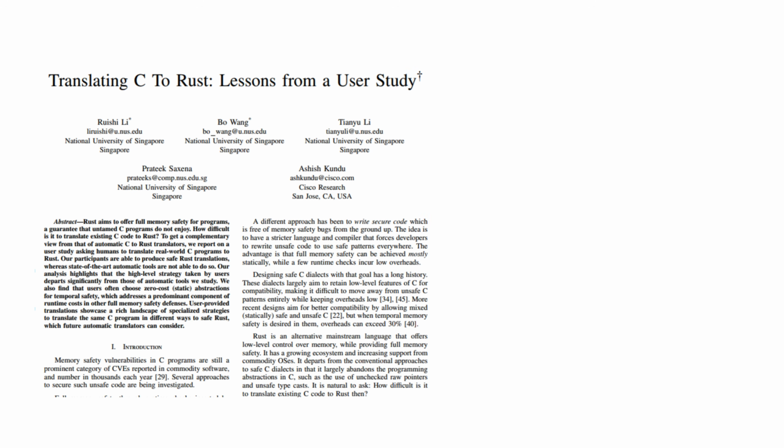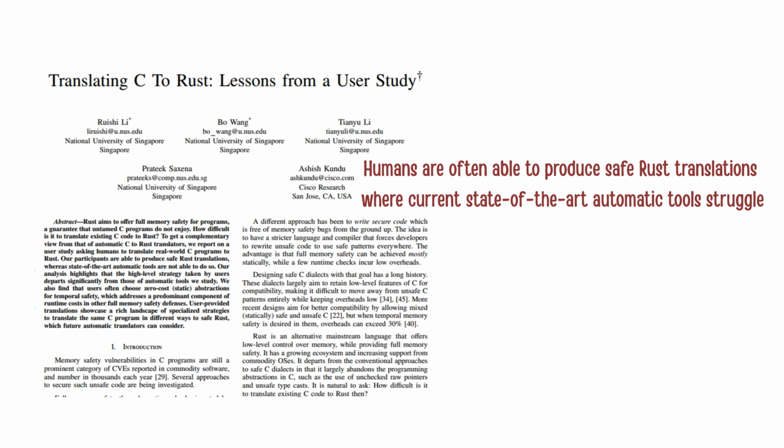So, what is the ultimate lesson from this paper? The authors conducted a user study to understand how humans translate real-world C programs into safe Rust. And their findings show something important. Humans are often able to produce safe Rust translations where current state-of-the-art automatic tools struggle. And as this paper demonstrates, studying how humans approach the translation problem may provide some of the most valuable clues for building those future systems.